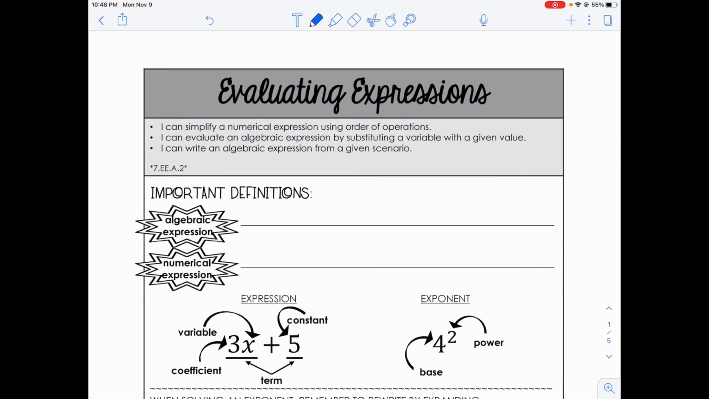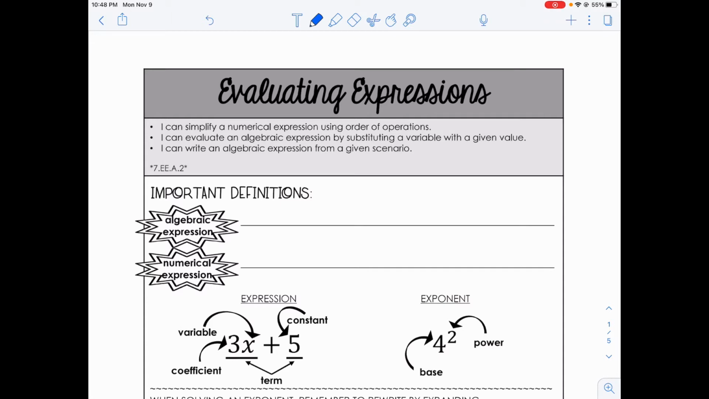All right, guys, today we are going to go over evaluating expressions. If you were here yesterday, you've already done the first probably page of these notes. So if you were here yesterday, you can go ahead and just scroll through the video and find where you left off with your class and then work through the video from there. If you were not here yesterday, you need to make sure you have a copy of the notes and go ahead and copy and follow along.